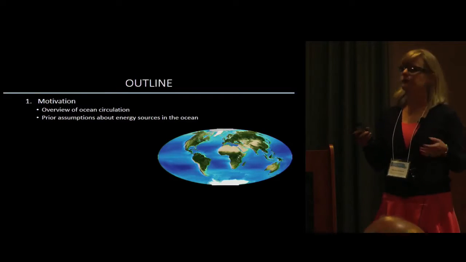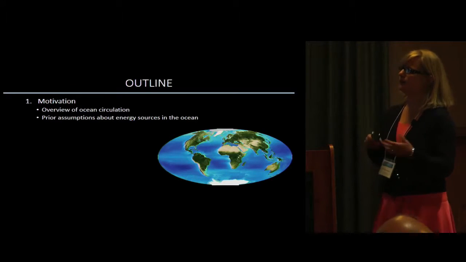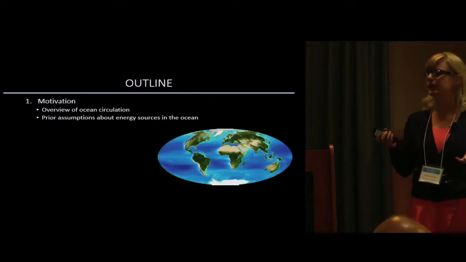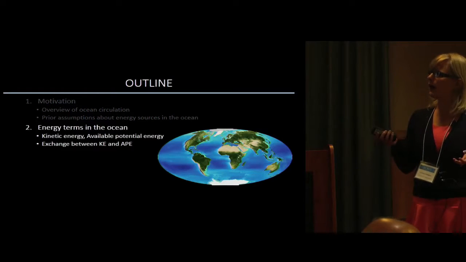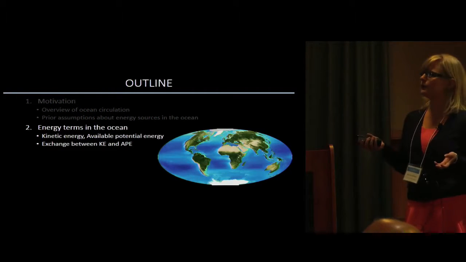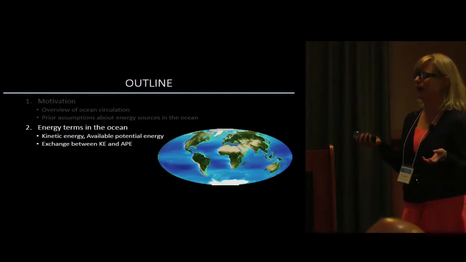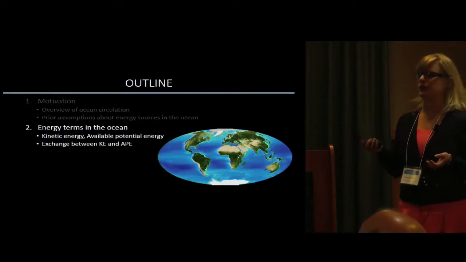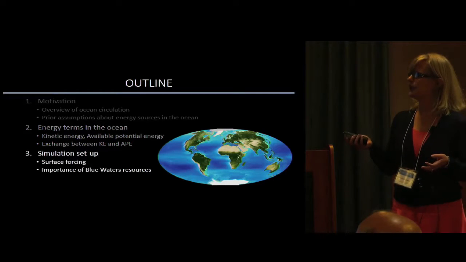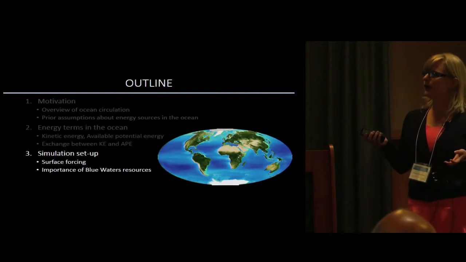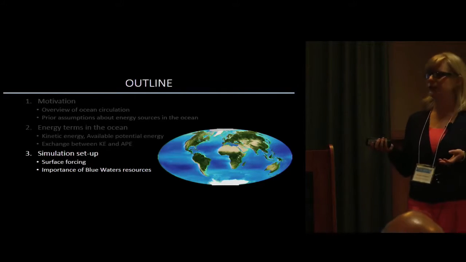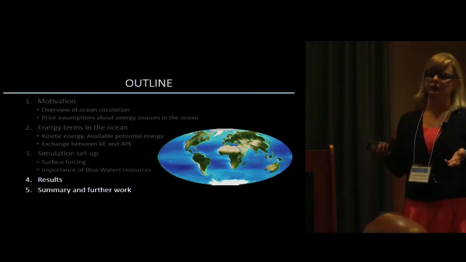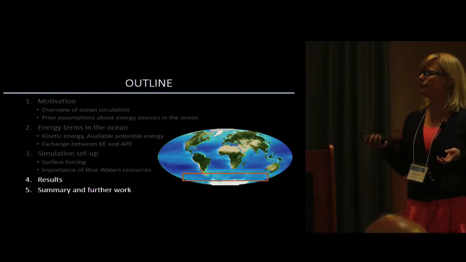First, I will talk briefly about what I'm going to be talking about. I will first introduce you to the ocean circulation, what it is, and what prior assumptions have been made about energy sources in the ocean. I will then talk about the important energy terms in the ocean, mainly kinetic energy and available potential energy, and how that's different from just good old regular potential energy, and then talk about the exchanges between kinetic and available potential energies. Then I will discuss my simulation setup and mainly what kind of surface forcings I have and why it was so important to run this on Blue Water's resources, and finally show some of my results and what my future work is.